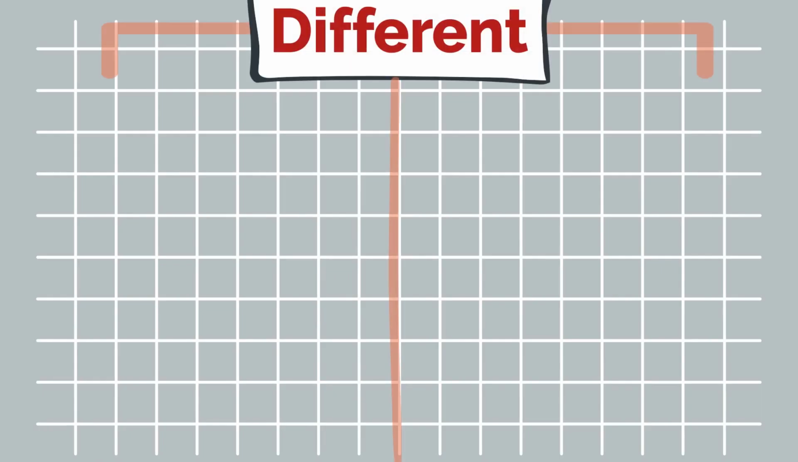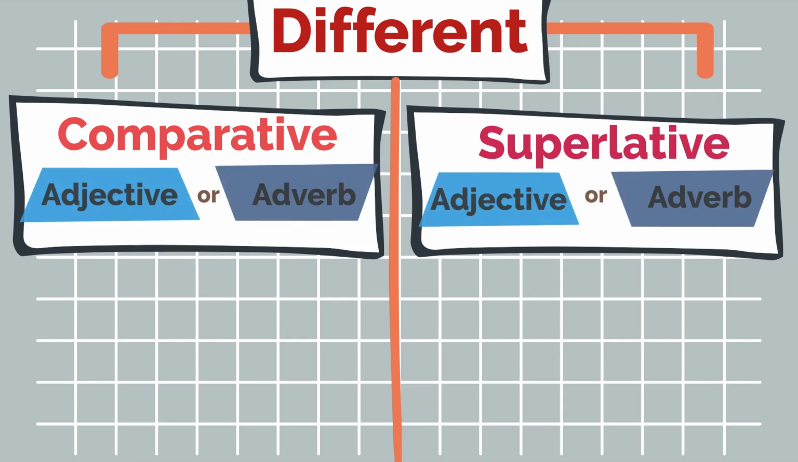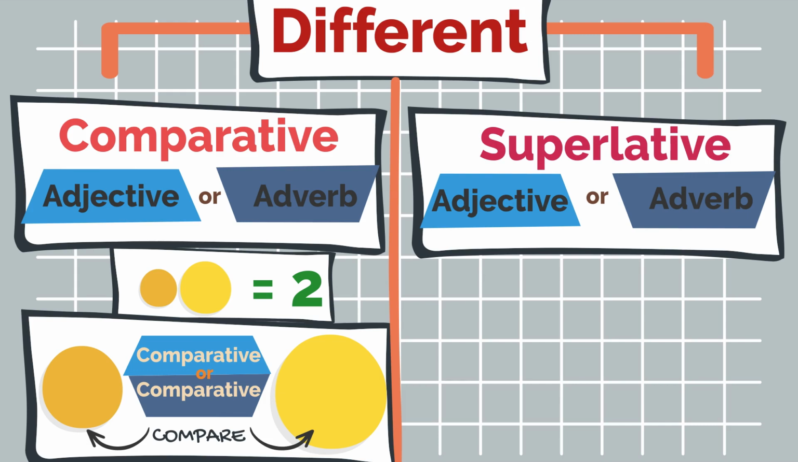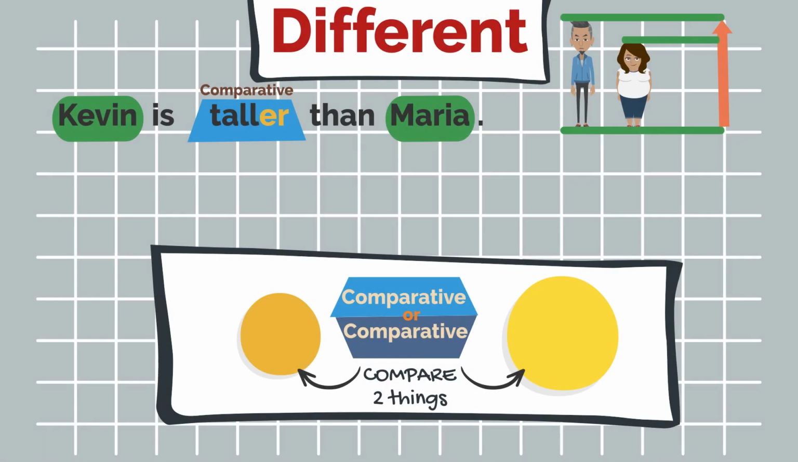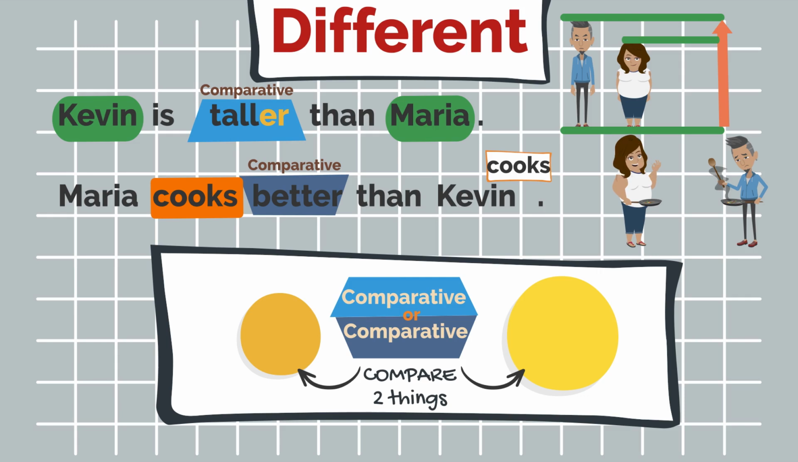To show the difference, we use comparative and superlative forms of adjectives or adverbs. We use comparatives to show a difference between two things. Example: Kevin is taller than Maria. Maria cooks better than Kevin.